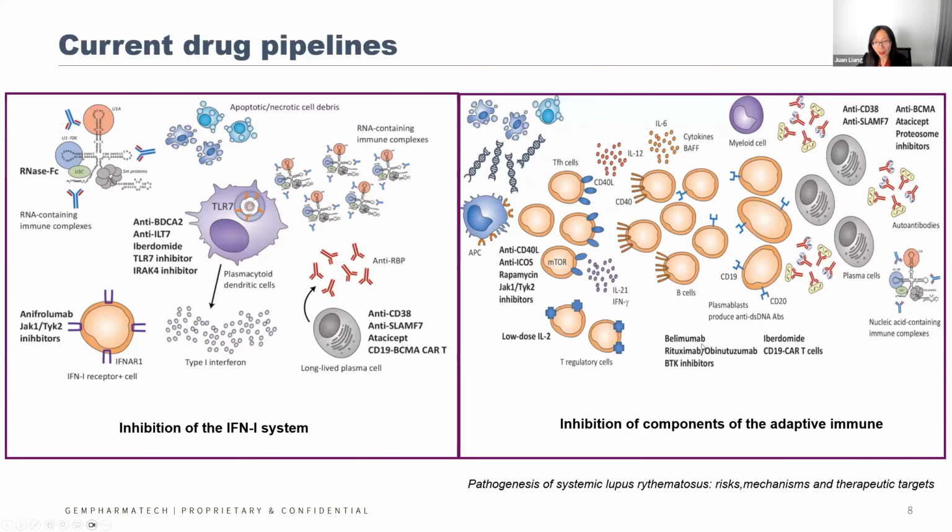Belimumab is a BAFF antibody that has been proven to prevent autoreactive B cell survival. The other strategies targeting B cells include blocking the BCR signaling pathways through BTK inhibitors, and also removal of B cells through CD19 CAR T cells, or the CD20 antibody rituximab to remove B cells.